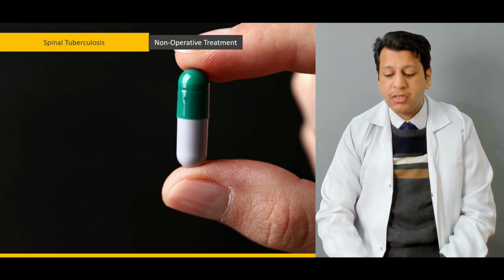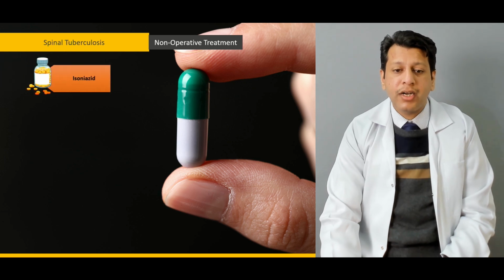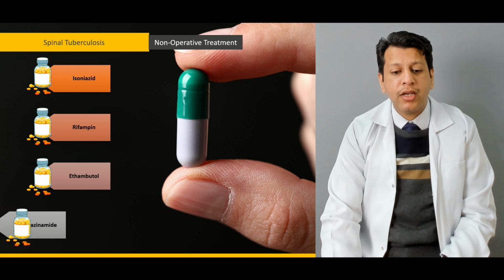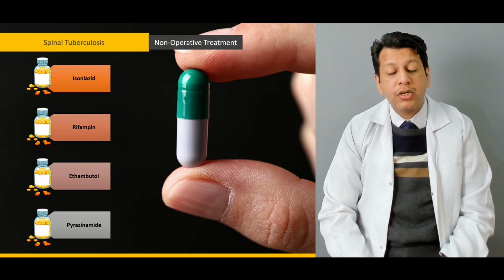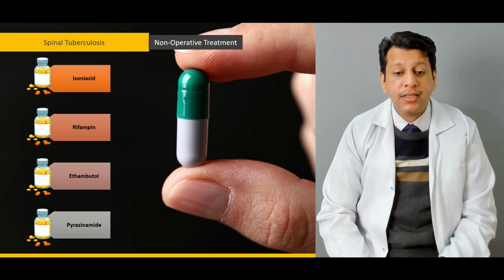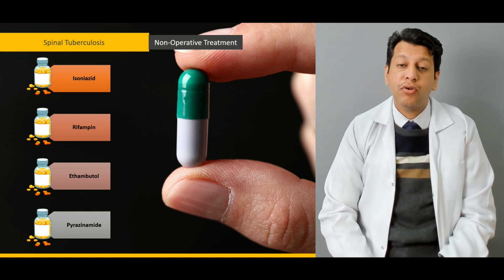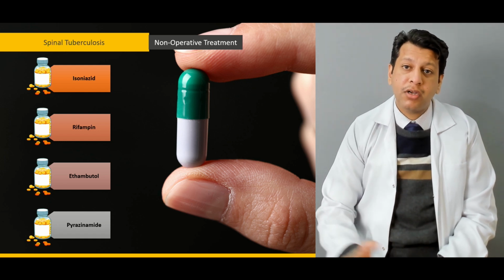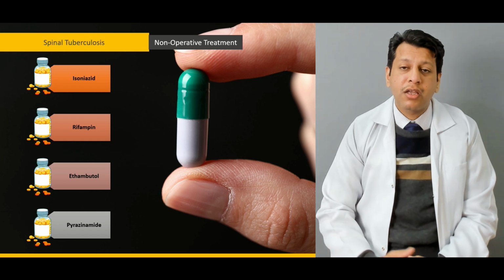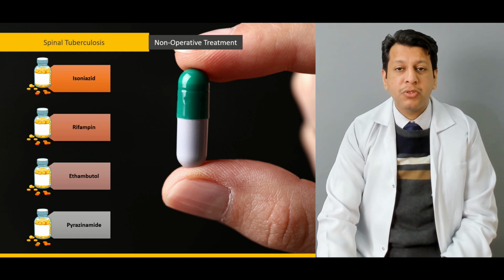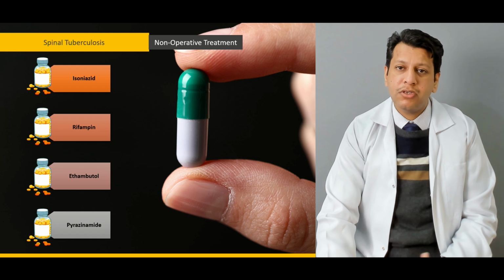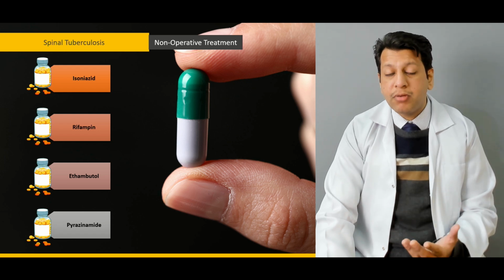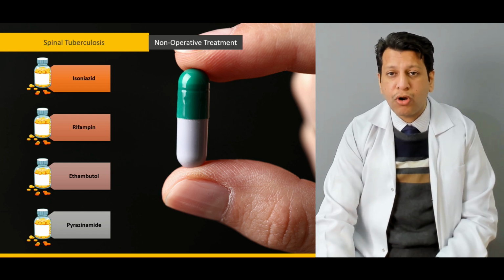Now, medical management starts with the 4 drugs initially. That is the isoniazid, rifampicin, or rifampin, ethambutol, and pyrazinamide. All these 4 drugs are given for 2 months initially, and then isoniazid and rifampin is continued for 9 to 18 months maybe. Sometimes they have to be continued so that the patient is actually cleared of the spinal infection, because spinal infections are very deep-seated, and once they develop, it's very hard to go by. So you will have to take anti-tuberculous medication therapy for a very prolonged period of time.